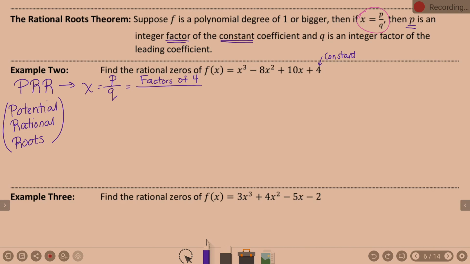Okay? In the denominator, we're doing factors of q. And q is what? Factors of the leading coefficient.